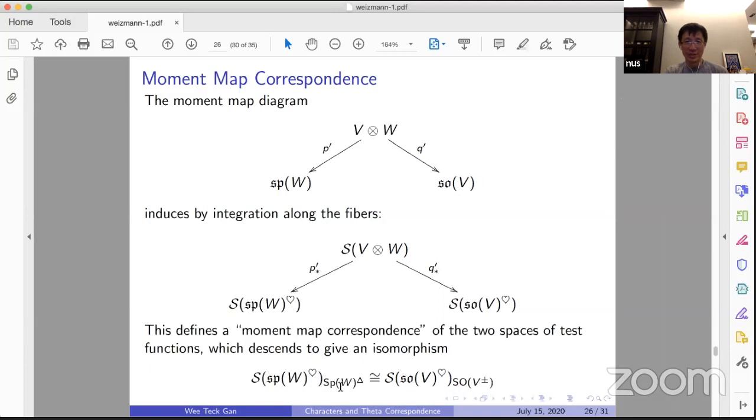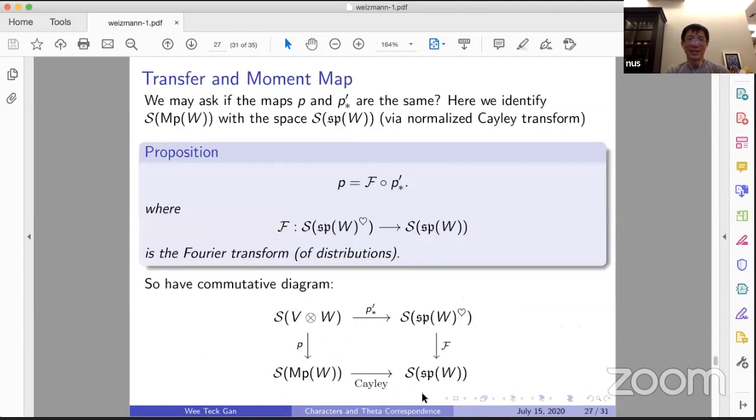And the point is that just like before, when you pass to the space of orbital integrals, in other words, this co-invariant space, using this diagram you can define a correspondence between test functions on these two spaces of test functions. Just like before, it's just a correspondence. But when you pass to spaces of orbital integrals, this co-invariant space, they become isomorphic. Okay, so now it is natural to ask whether this moment map correspondence is the same as the one that we have, and the answer is no, not quite, but they are related by Fourier transform. So that's what this proposition is saying.